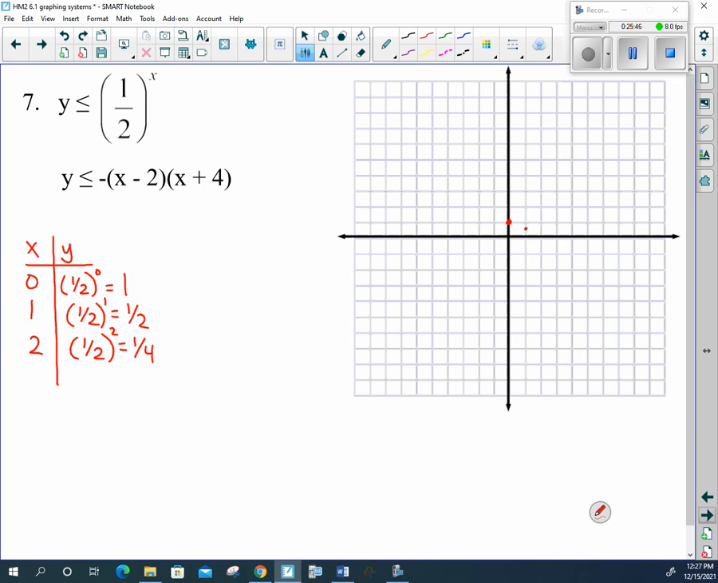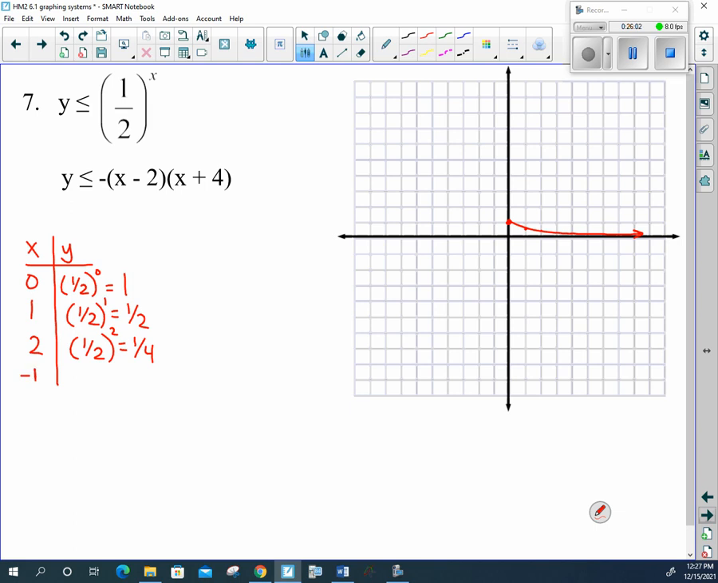So what's going to happen on this right-hand side as I keep picking my x's, I'm going to get closer and closer and closer to the x-axis. It's going to become infinitely close, but it's not going to cross it. Okay, let's see what happens on the other side then.